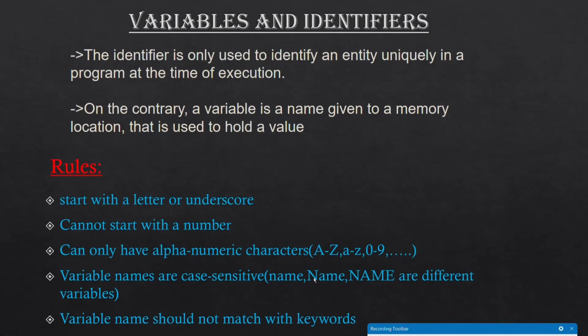Next, a variable name should not start with a keyword. Variables and keywords are completely different. A variable should not start with a keyword like True, False, for, is, like that. Keywords we should not use as a variable.